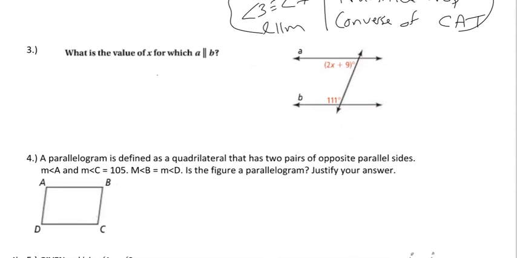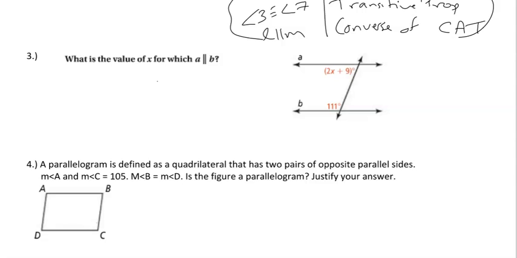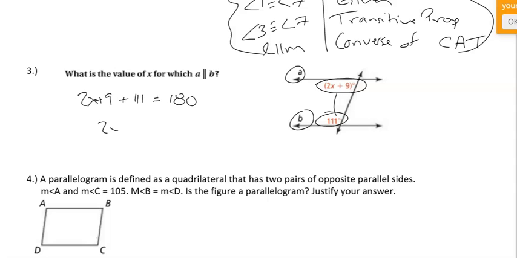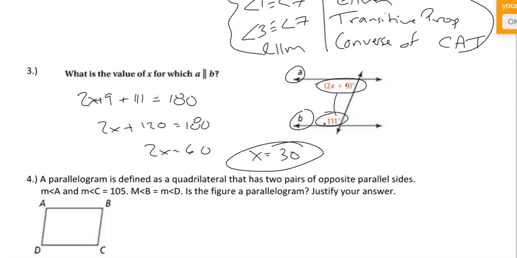All right. Now, on this one it says, what are the values of x so that A is parallel to B? Well, this is just saying that we need to know that these things are supplementary because they're same side interior angles for these to be parallel. So it's kind of like what we just did in the last section. 2x plus 9 plus 111 must equal 180. So 2x plus 120 equals 180. 2x must equal 60, so x must equal 30. That is the value of x that must be true for this to be parallel to that.